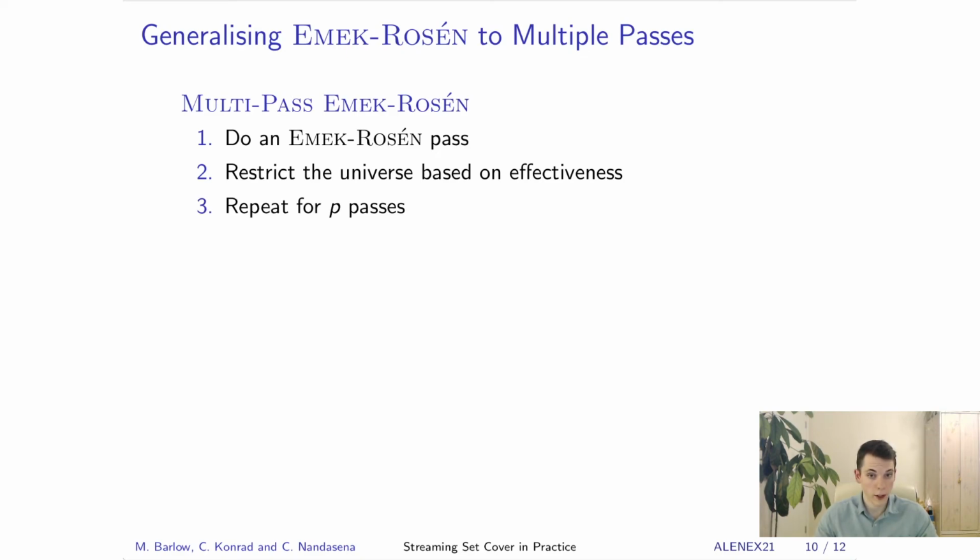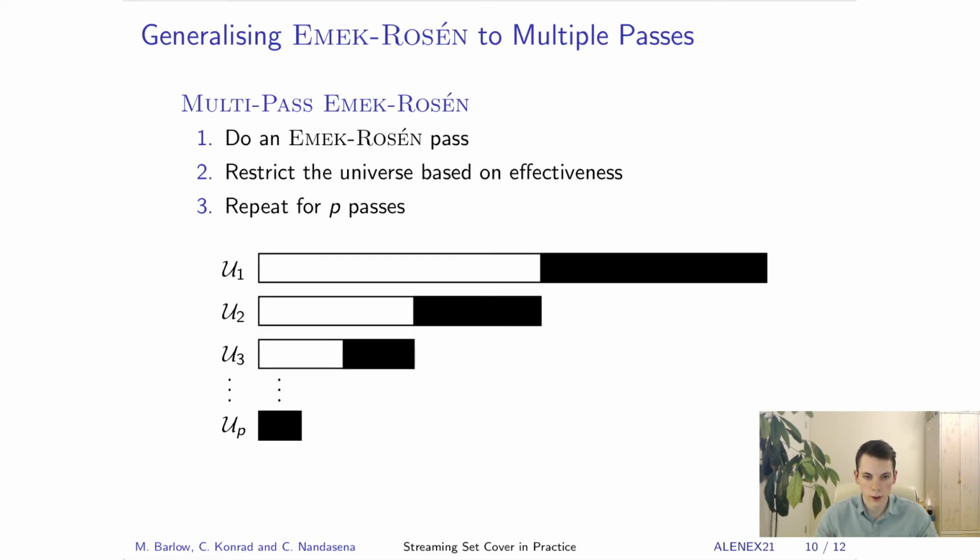And we repeat this process for p passes in total, and after each pass we decrease the threshold. So this is a visual representation of how it works. The diagram shows the universes after each pass. After the first pass here, you can see the elements in the clear region of the top bar have an effectiveness below a certain threshold, so we reset those effectiveness values to -1. And the elements in the shaded region of the top bar make it to the final cover certificate unchanged.